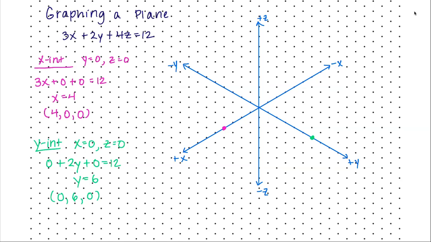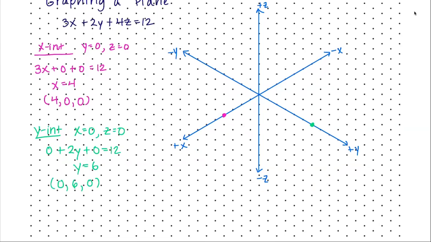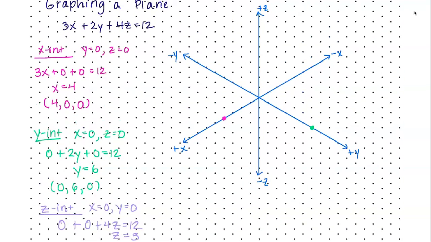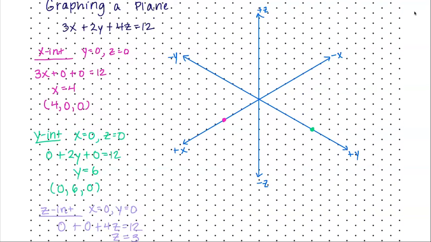My z-intercept, similarly, I'm going to find where it crosses the z-axis. So that's going to be where x and y are both equal to 0. So my equation will be 0 plus 4z equals 12. So z will equal 3, which means my ordered triple is 0, 0, 3. So 0, 0, 3 will leave me right here for my z-intercept.